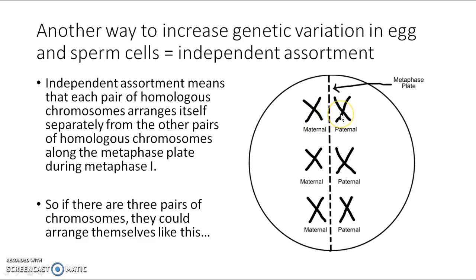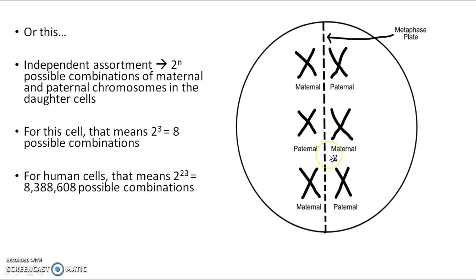Independent assortment means that each pair of homologous chromosomes, so this top pair, the middle pair, and the bottom pair, can all arrange themselves differently along the metaphase plate. So they could line up like this, or they could do something like this, where the top pair has the maternal one on the left, paternal one on the right. The bottom pair does the same thing, but the middle one arranges itself with the paternal chromosome on the left and the maternal chromosome on the right. This is just another one of the possible combinations of maternal and paternal chromosomes in the daughter cells.